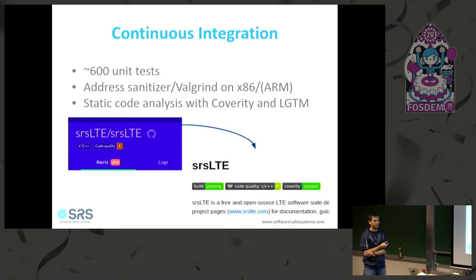We also try to leverage static code analysis tools that are available for open source projects, like Coverity, a tool from Synopsys, as well as LGTM. That's something that we did in the last release. Looking at the initial analysis, you had a code quality badge of E, which is the worst you can get. I mean, it wasn't that bad actually.